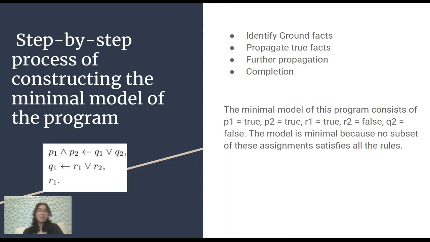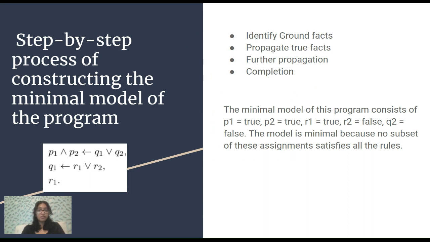Now we're going to do a step-by-step process of constructing the minimal model of the program that's shown on the left. First, we start by identifying the ground facts. If we look at it, the statement R1 is given directly without any conditions. This means R1 is a fact and is true in the model.